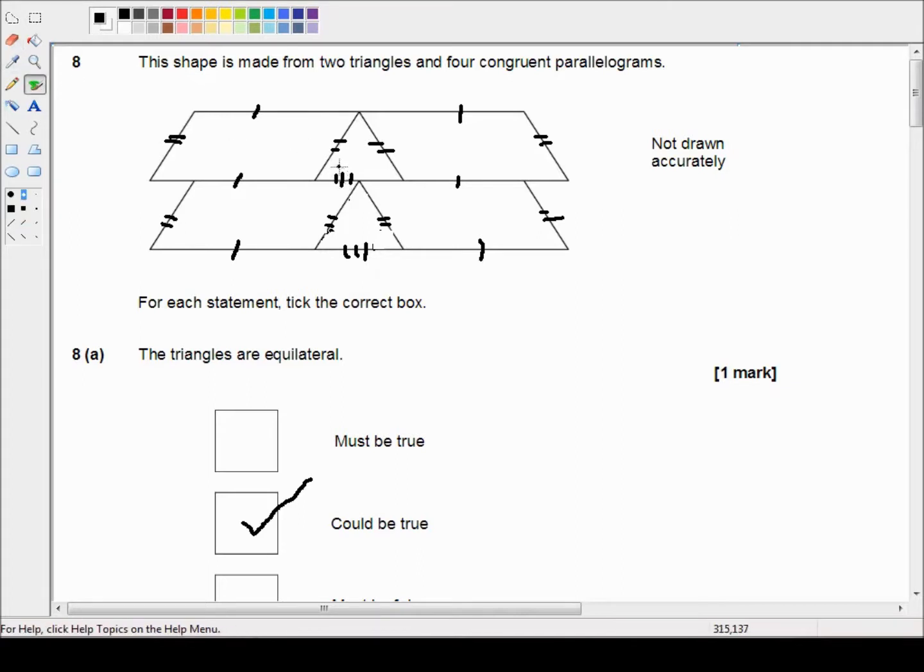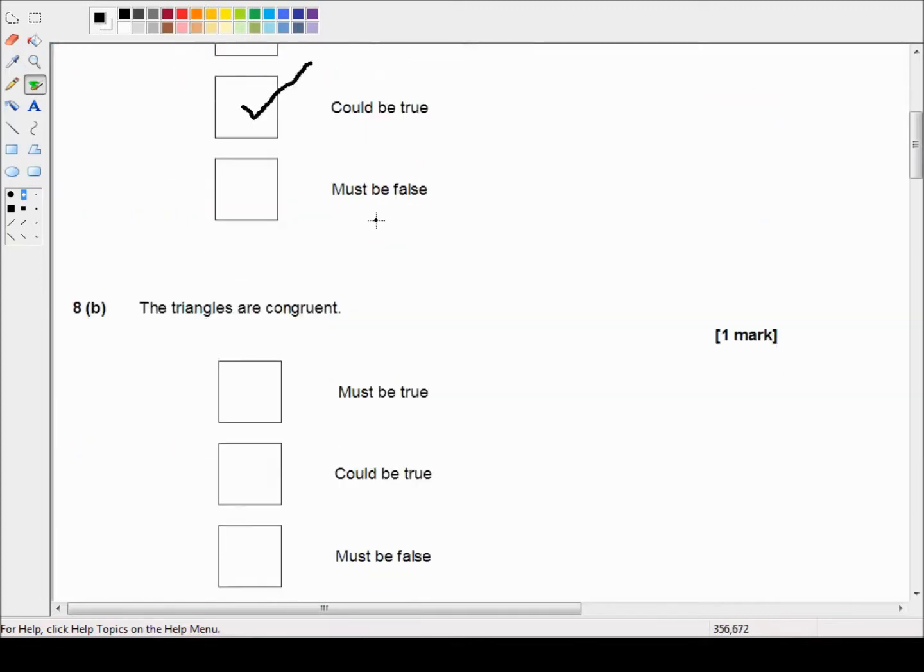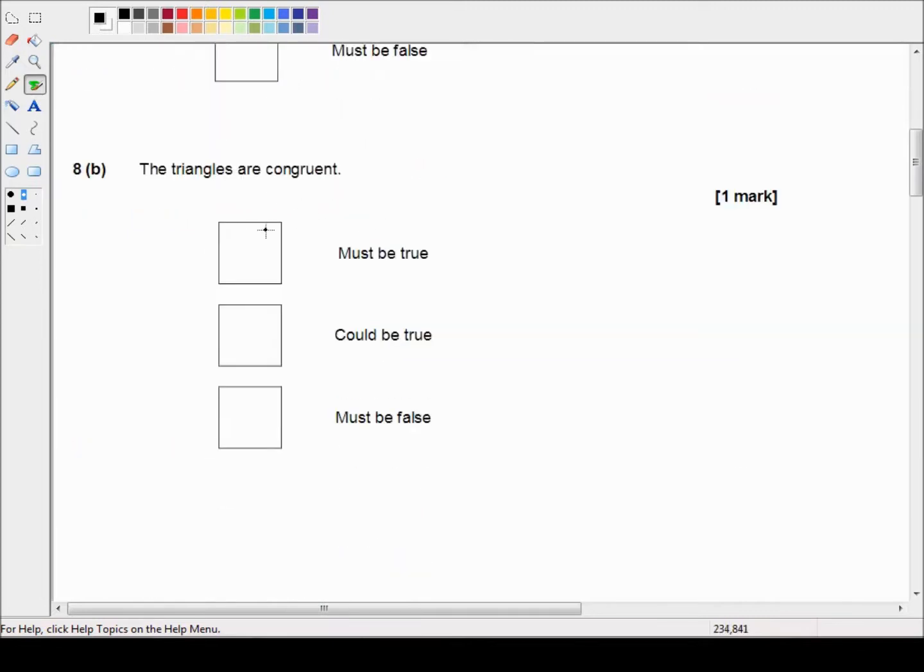They're not, all 3 lengths are not the same within the triangle, but between the 2 triangles the corresponding lengths are the same. So by side proof of congruence, we can say both triangles are congruent. So the triangles are congruent, that must be true.